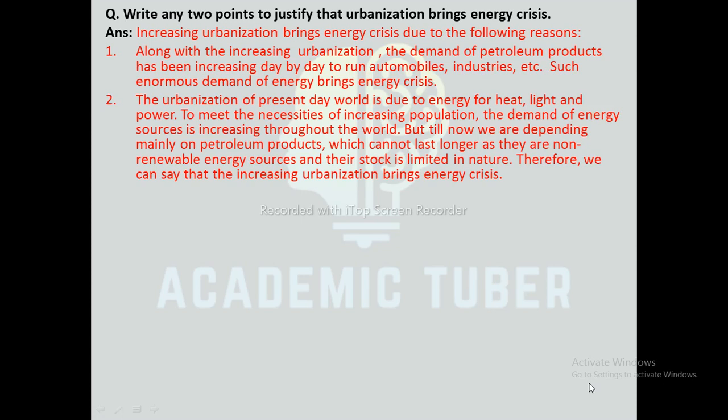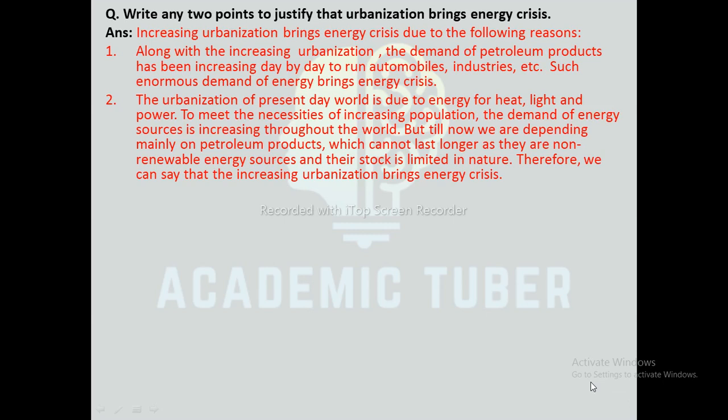Justify that urbanization brings energy crisis. So how does urbanization bring energy crisis? We know that increasing urbanization is bringing energy crisis. Along with the increasing urbanization, the demand for petroleum products has been increasing day by day to run automobiles, industries, etc. Such enormous demand of energy brings energy crisis.